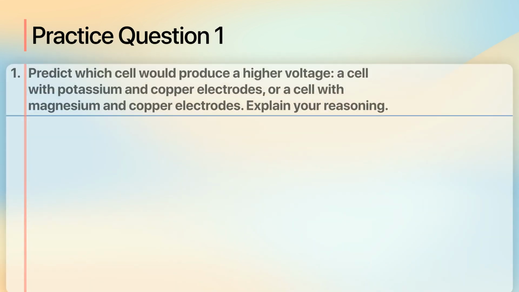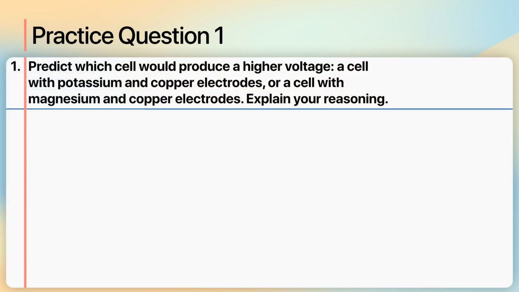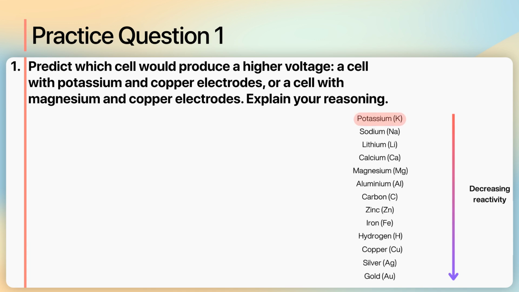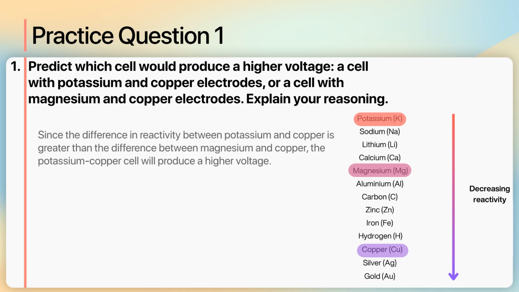Let's try some examples. Question 1. Predict which cell would produce a higher voltage: a cell with potassium and copper electrodes or a cell with magnesium and copper electrodes. Explain your reasoning. From the reactivity series, we can see that potassium is more reactive than magnesium, and copper is less reactive than both potassium and magnesium. Since the difference in reactivity between potassium and copper is greater than the difference between magnesium and copper, the potassium-copper cell will produce a higher voltage.